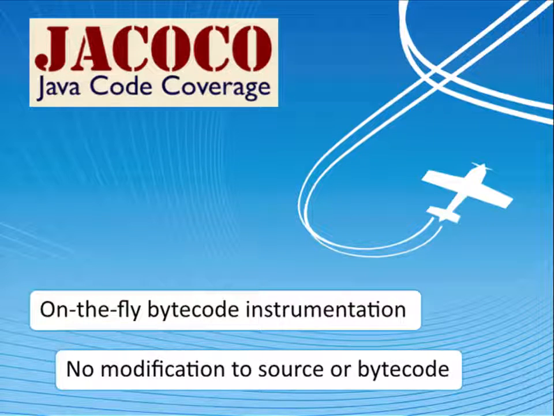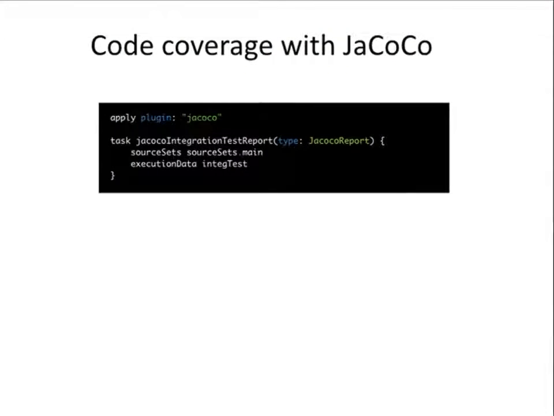So what it does instead is on-the-fly bytecode instrumentation, so it basically just adds a Java agent when you run your actual test tasks. If you use the plugin, this is basically configured automatically out of the box for you. So there's actually not much you have to do. Apply the plugin, which is called jacoco. It provides tasks for generating the reports, and when you run the specific test tasks, it will automatically also create the coverage.